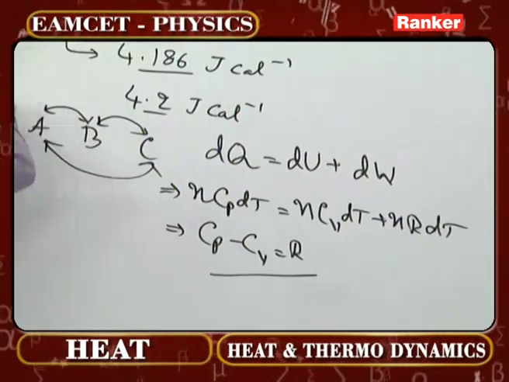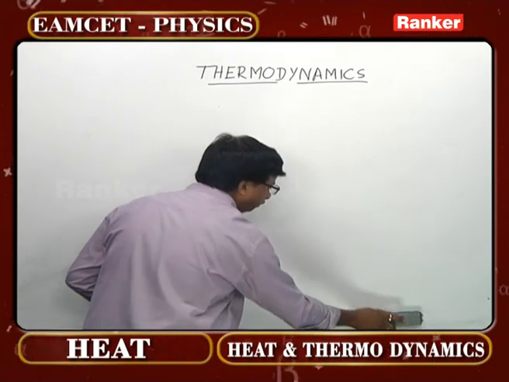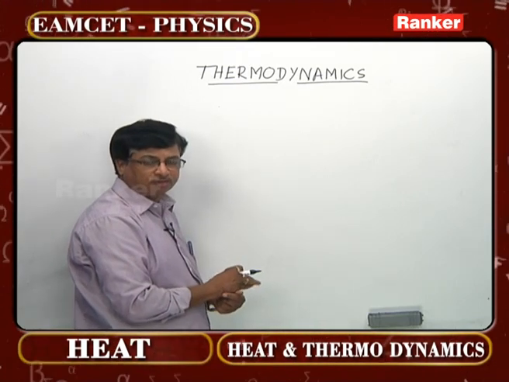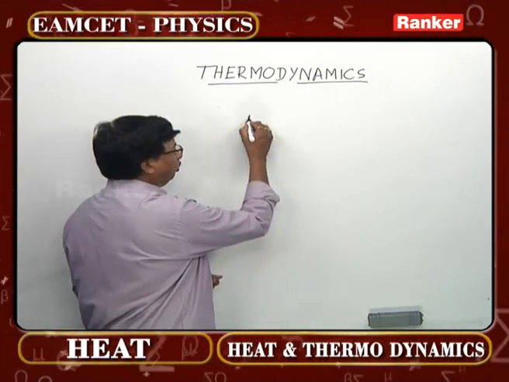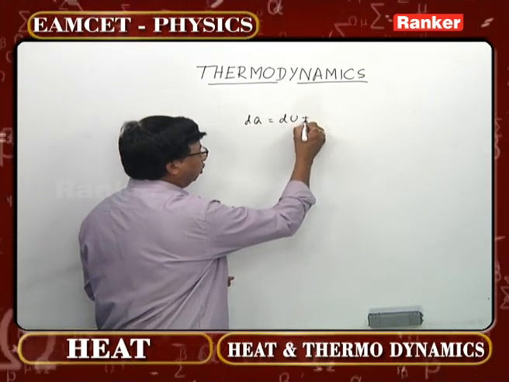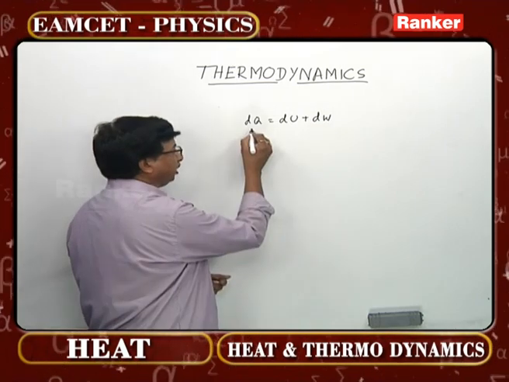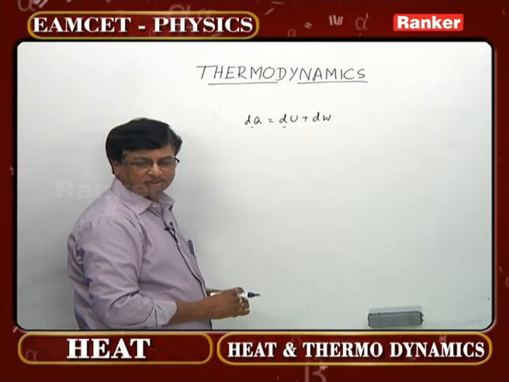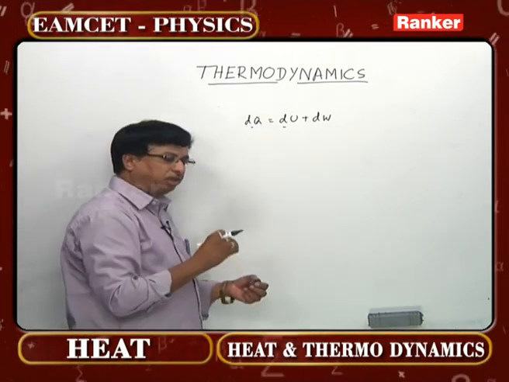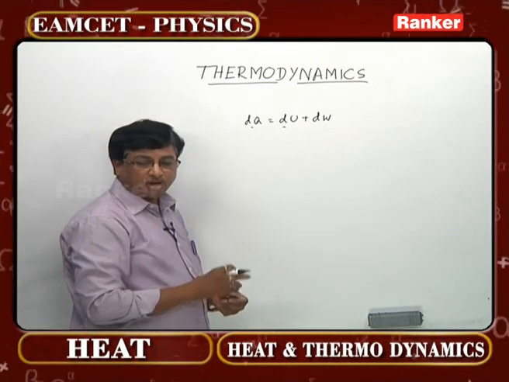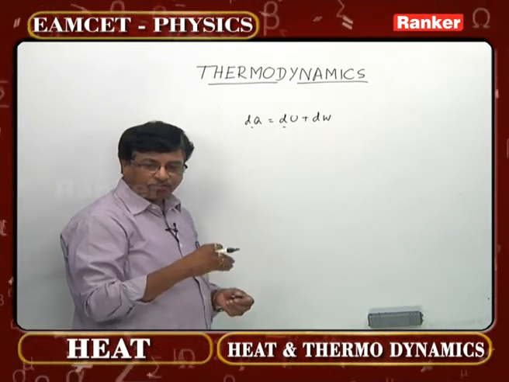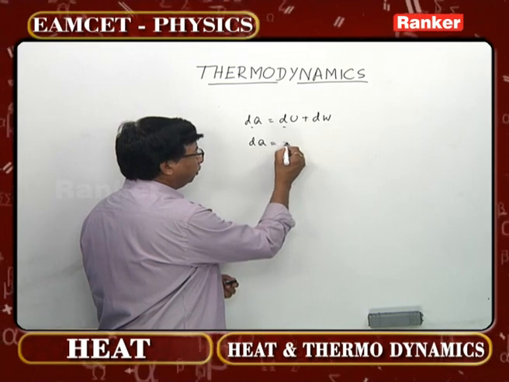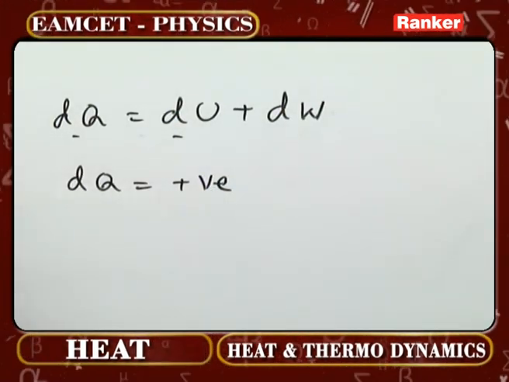Coming to the next one, what exactly are the different processes we have and how to apply the first law of thermodynamics in each of the processes. When you take the equation dQ is equal to dU plus dW, by convention we take dQ, dU and dW with signs. One example: if heat is supplied to the system, or in other words, heat is taken from an external source by the system, then we write dQ as a positive quantity.